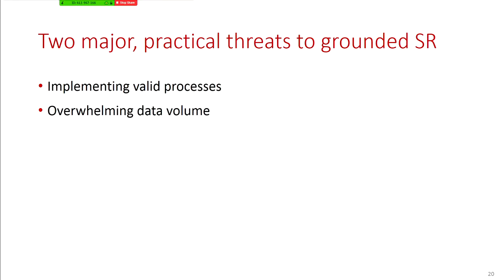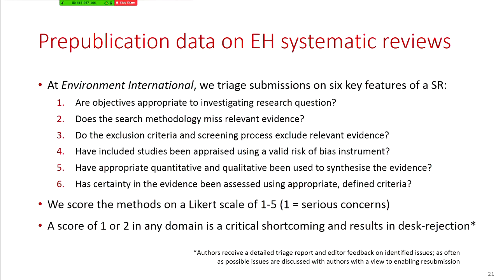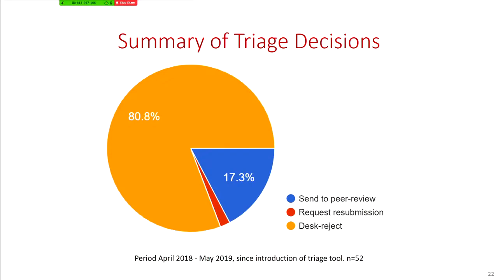Okay, excellent. So, two major practical threats to grounded systematic review: implementing valid processes and overwhelming data volume. At Environment International, we've been collecting pre-publication data on the systematic reviews we've been receiving for the last year and a bit. We assess the quality at the point of editorial triage, and if they make basic fundamental errors, then we reject them. And we catalog which basic errors are being made when we make this rejection decision.